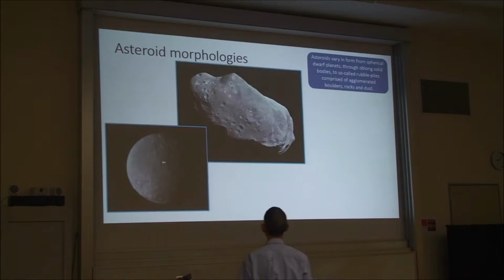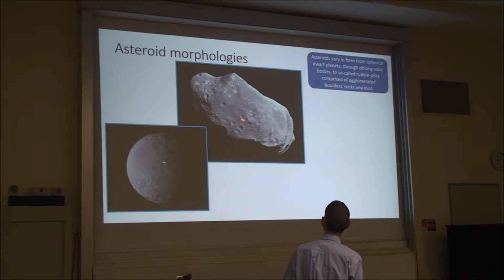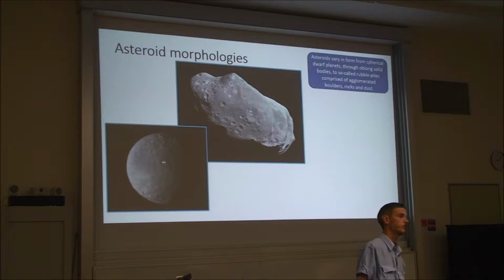These are a little bit more like what we typically see in science fiction movies. So this is Eros, I believe. They can be quite irregular. Of course, they have evidence of impacts from other smaller asteroids and planetary bodies. And this looks like a solid body, but in fact it has a very thick regolith. So it's essentially a whole lot of dust, soil.